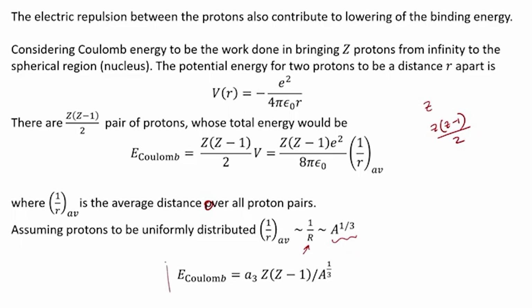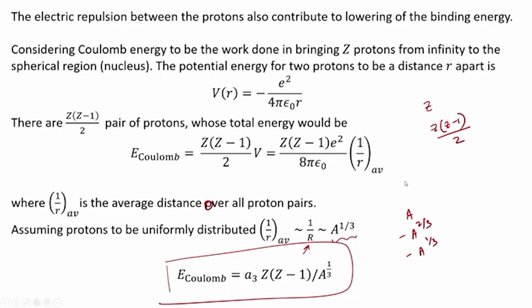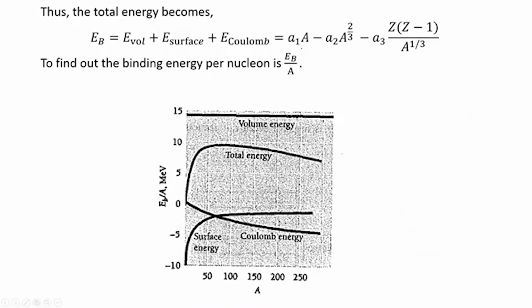So, the Coulomb term comes out to be something like Z into Z minus 1 divided by A to the power 1/3. We have one term that goes as A, then another term that goes as minus A to the power 2/3, and this also will be a minus, with A to the power 1/3. So, the binding energy becomes equal to A1 A, minus A2 A to the power 2/3, minus A3 Z into Z minus 1 divided by A to the power 1/3. And when you plot this, you see different energy scales.